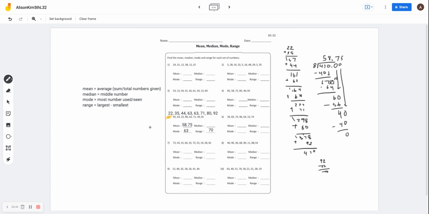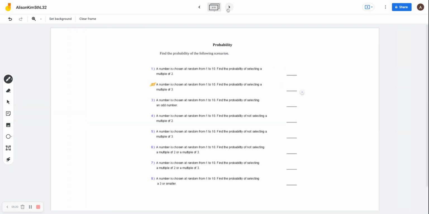Next is the median. So for the median, we are just going to cross out the same amount of numbers on both sides until we get at least 1 or 2 numbers in the middle. So let's do that. Cross out 22, cross out 92, cross out 35, cross out 80, cross out 44, cross out 71. So we're left with 2 63s, and in this case we're lucky because we're given 2 of the same numbers, so our median will be 63. But in cases where they give you 2 different numbers in the middle, then we would have to add them and then divide it by 2 to get the median. So when you're doing this worksheet, just remember your definitions right here.